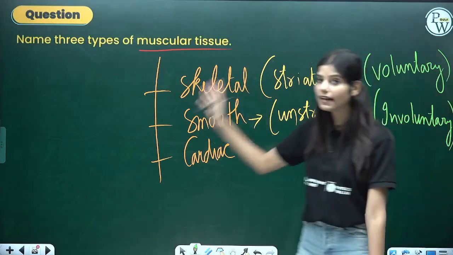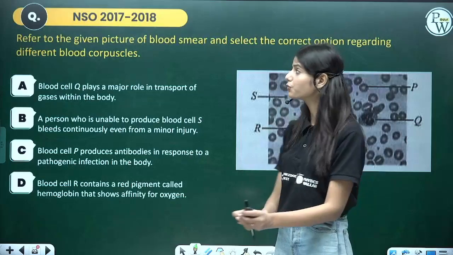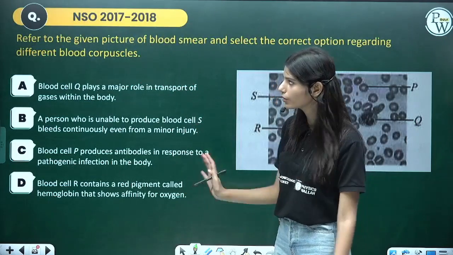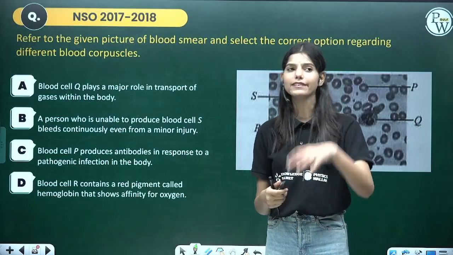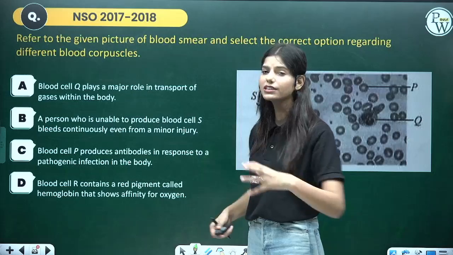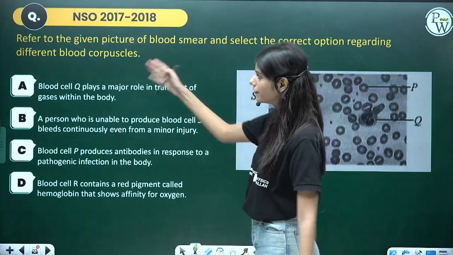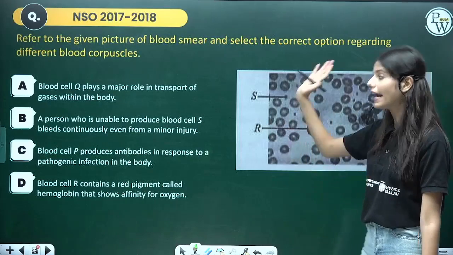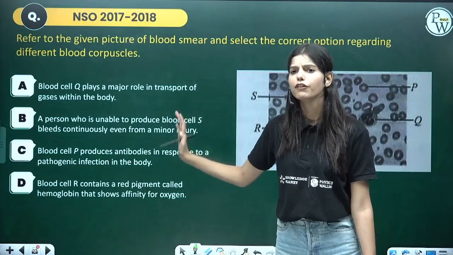Okay guys, now I have a very important question which was there in NSO 2017 to 2018. And what exactly is that? It is actually about the type of connective tissue, that is the blood. Let's read the question and try to answer. So first of all guys, you have to refer to the given picture. Here we have the picture, and then you have to choose the option which is correct.